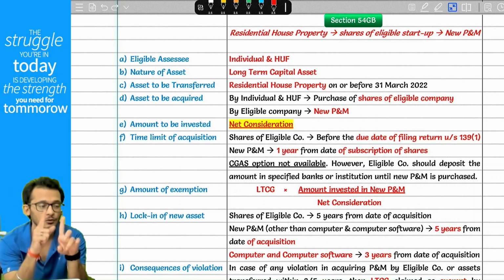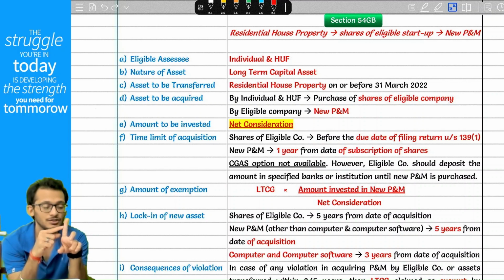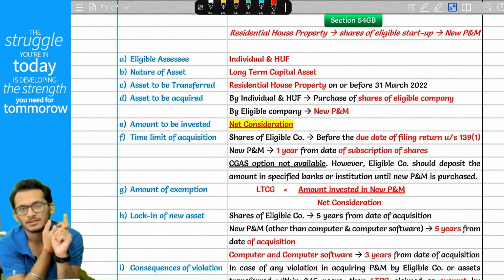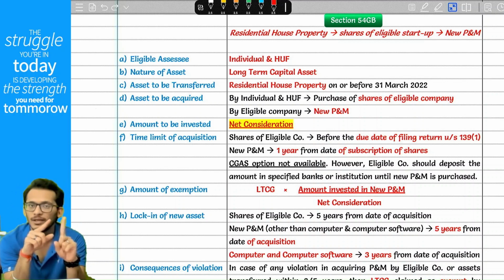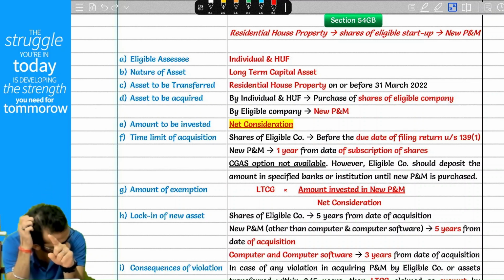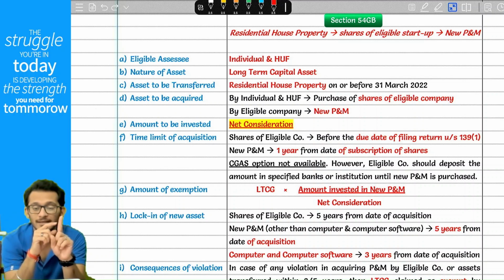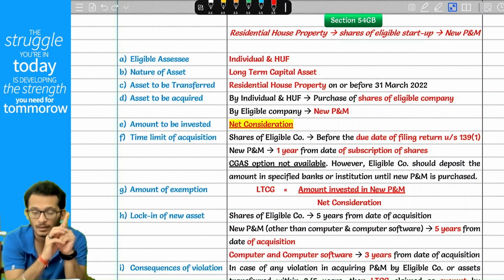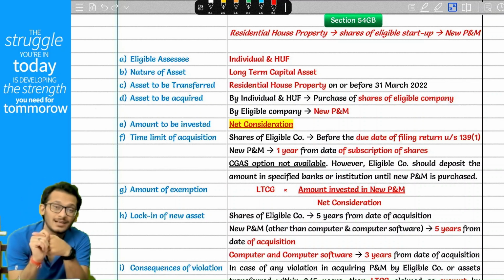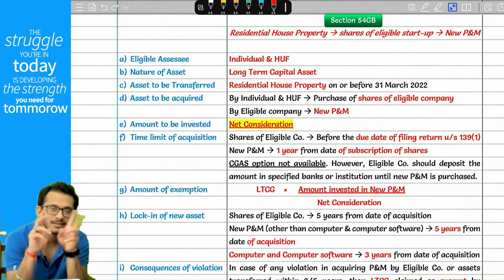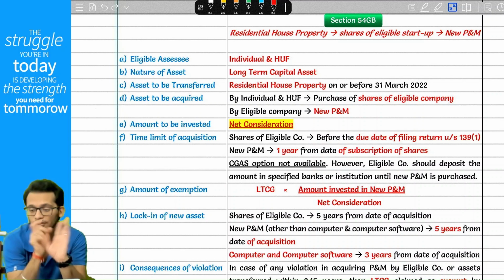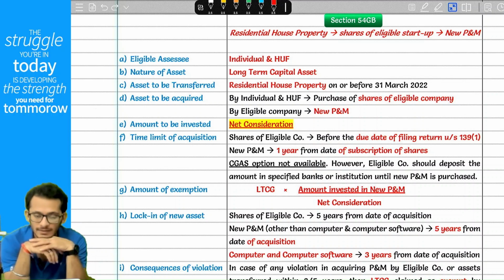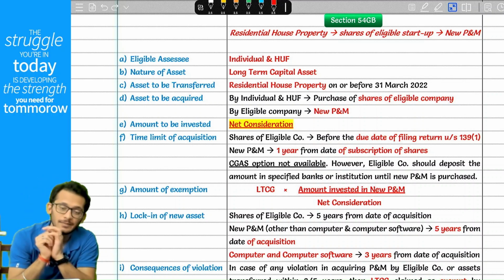So the sequence is you sell the house, buy shares of the startup, and the startup should buy plant and machinery. You should invest in the startup by the return filing due date. The startup should buy the plant and machinery within a period of 1 year from the date of getting the money. How much should you invest, Rahul? You should invest your net consideration here. So in capital gains, there are only two sections which have net consideration investment: one is 54F and the other is 54GB. These two have the net consideration criteria as the investment mechanism.